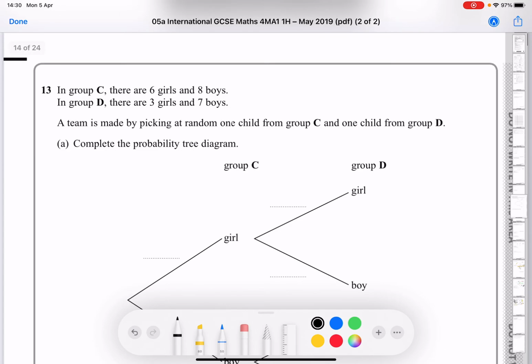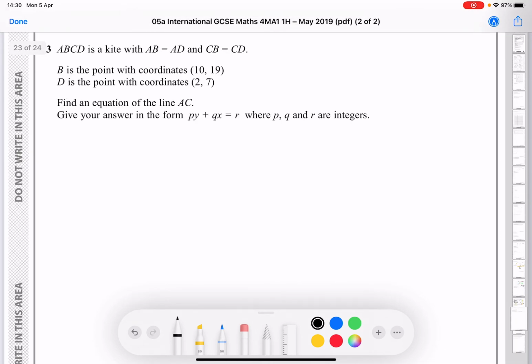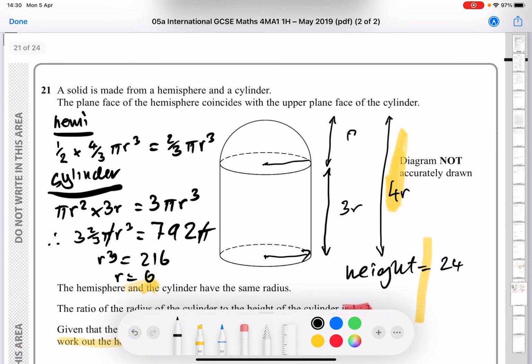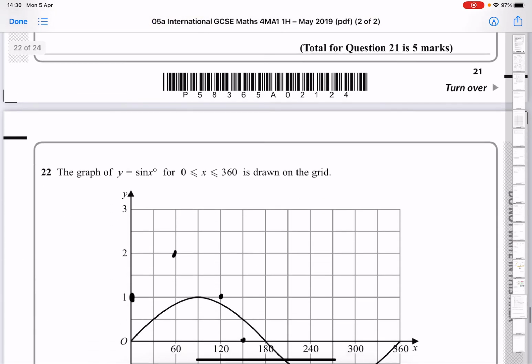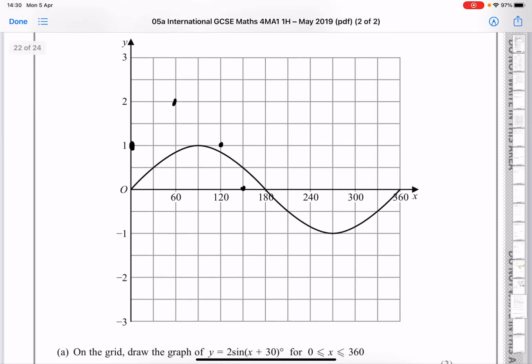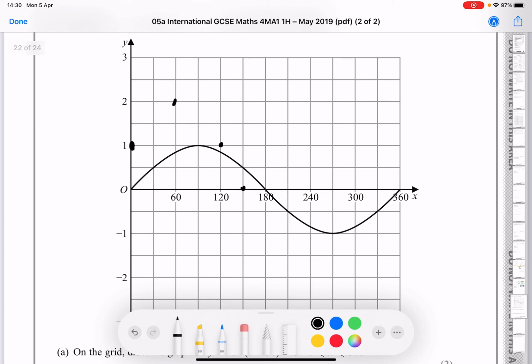240 and oops, it's very annoying that it keeps doing that. I've lost the question entirely. Sorry. 240 and minus 2. That's there. We've got 180 and minus 1. We've got 300 and minus 1. And 330, 0. And 360 is 1. And I'm simply going to join those up using a smooth curve.